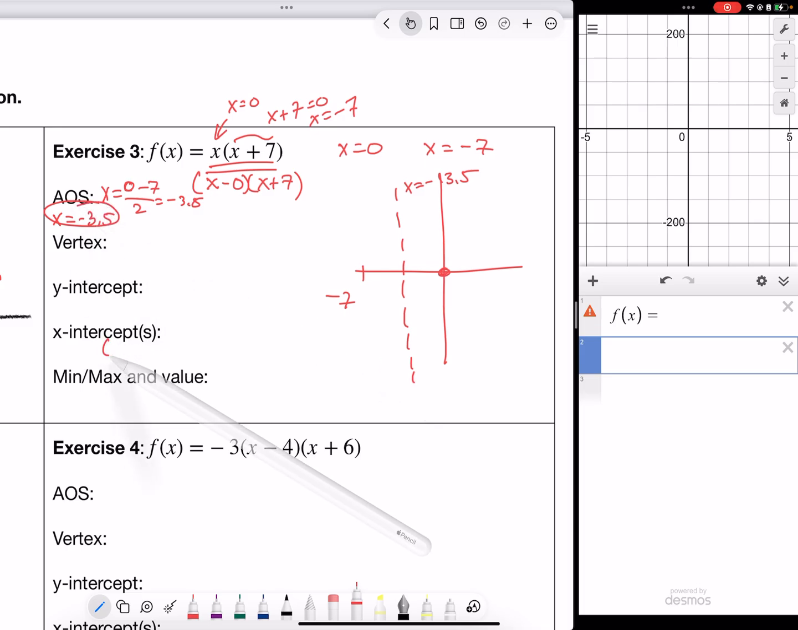We got x-intercepts at -7, 0, and at 0, 0. This thing opens upward. So I just got to figure out now where this thing starts on the y-axis or on this axis of symmetry. So I'm going to quickly calculate the f of, let's see, -3.5.